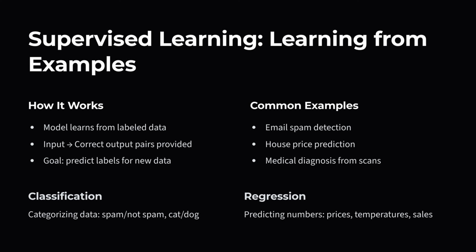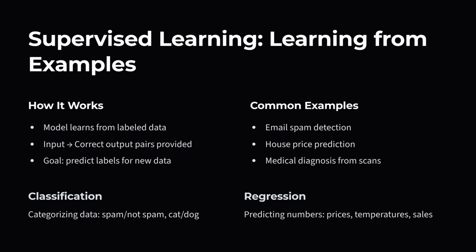A real example is email spam detection. The model sees many labeled emails and learns what spam looks like. Supervised learning powers price prediction, medical diagnosis, quality scoring, and many everyday ML systems.